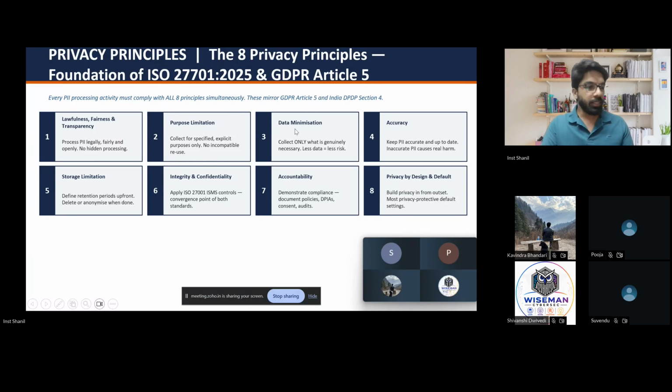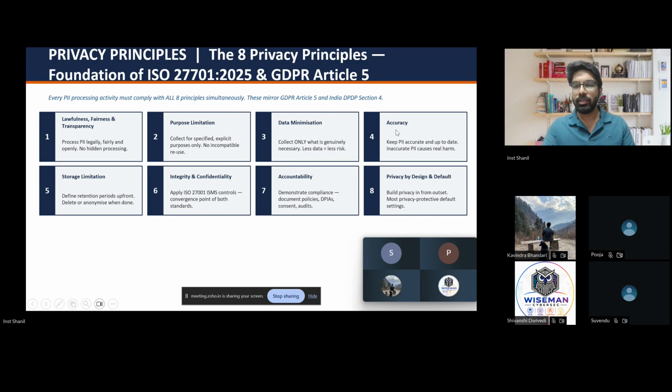Third is data minimization. Collect only what is genuinely necessary. Less data means less risk. So your company should obtain only that information from the clients which is necessary. Unnecessary information acquired and lost can cause you more penalties. So you should apply the concept of data minimization. The less information you possess, the less risk you are at.